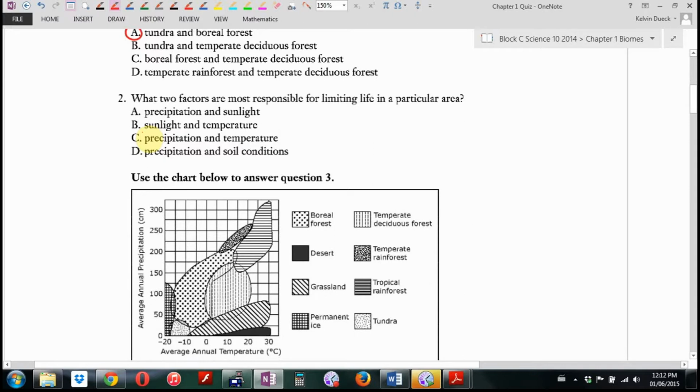What two factors are most responsible for limiting life in a particular area? What did we say? C, precipitation and temperature.